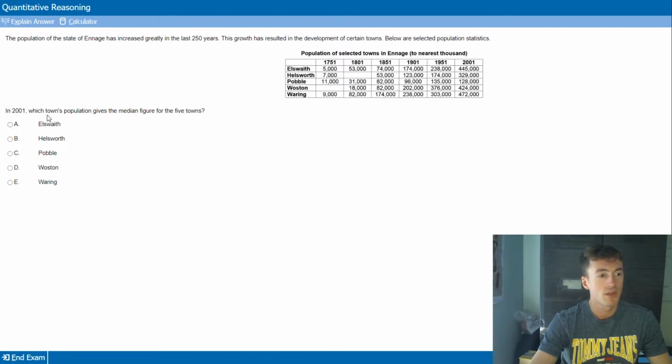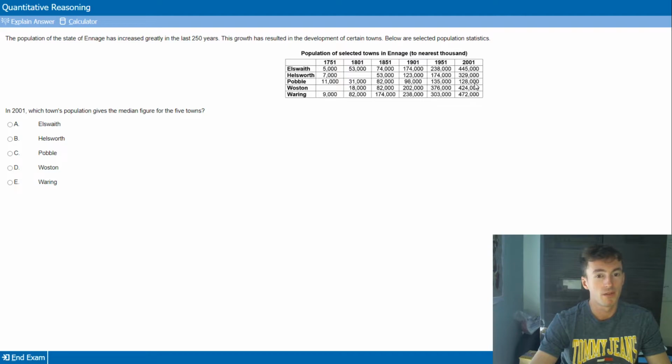In 2001, which town's population gives the median figure for the 5 towns? So, in case you don't know, to work out the median you first have to put all of the numbers in order. We would do the smallest one first, which is Pobble, then Hellsworth, then Waston, then Ellsbraith, and then Waring. And that's the ascending order of it. So the number in the middle would be the median, which is the middle amount. It separates the lowest ones from the biggest ones.